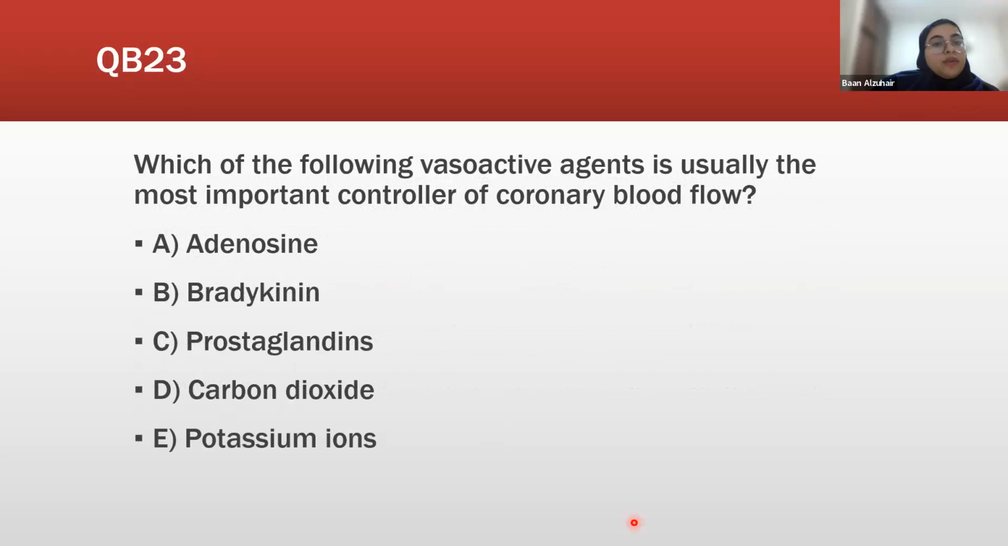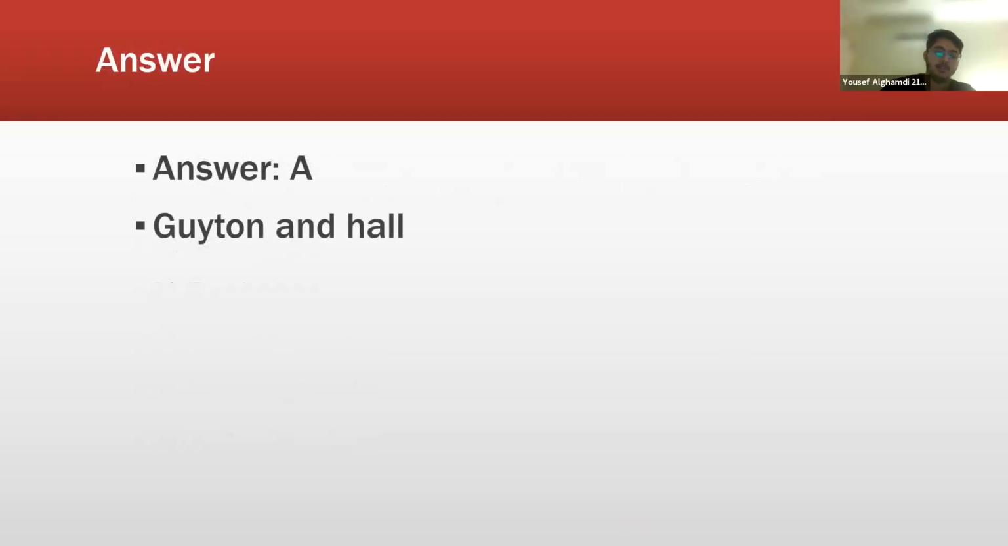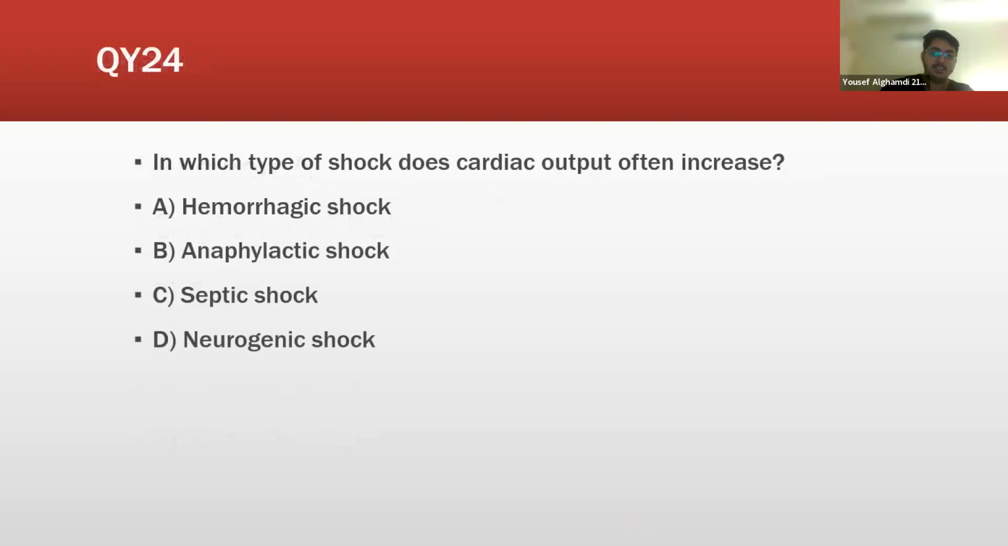Which of the following vasoactive agents is usually the most important controller of coronary blood flow? A. Yes, you guys are right. Inshallah, it is A. This is just recall. Good. And that is very important.